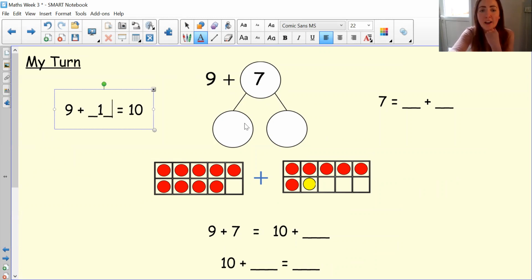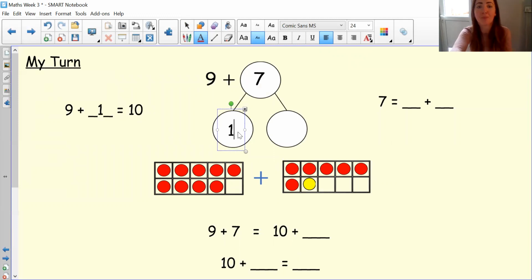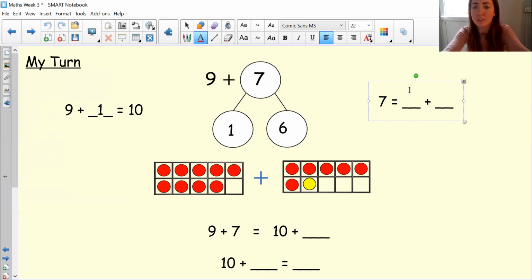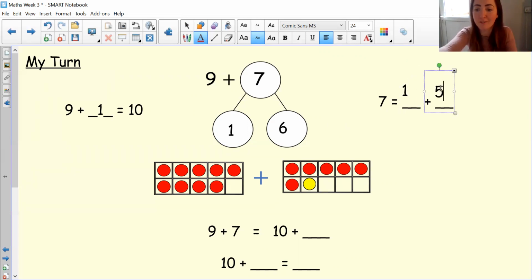So I can put one of my parts as 1. Okay. And now this part here is whatever number we need to add to 1 to make 7. So I know that 7 is equal to 1 add 6. So the other part is 6. Write it up here as well. 7 equals 1 add, not 5, definitely not 5, 1 add 6.